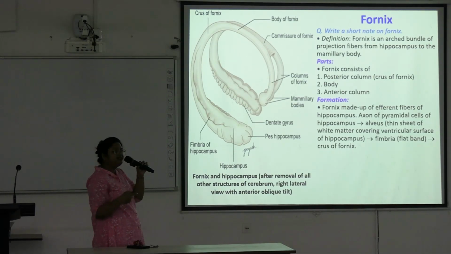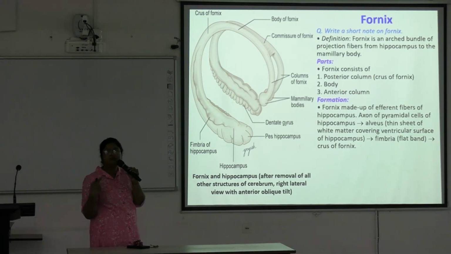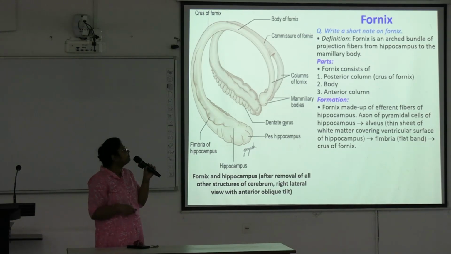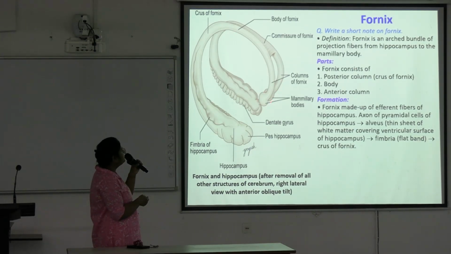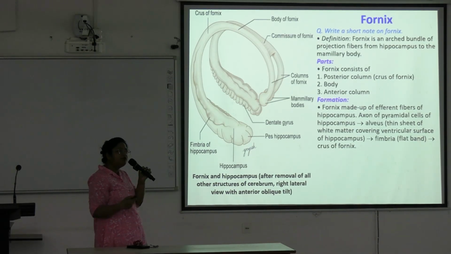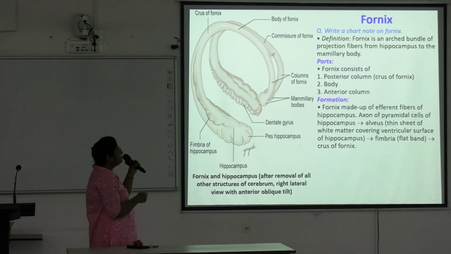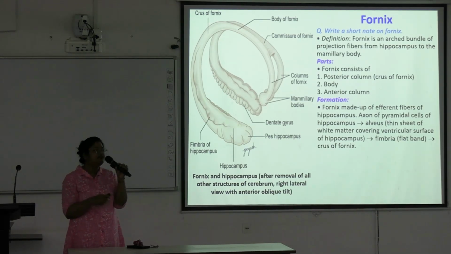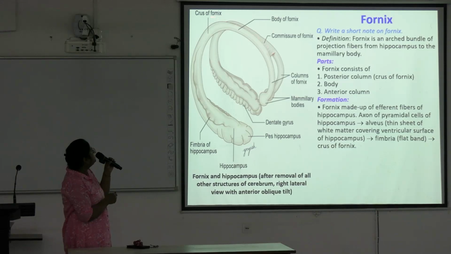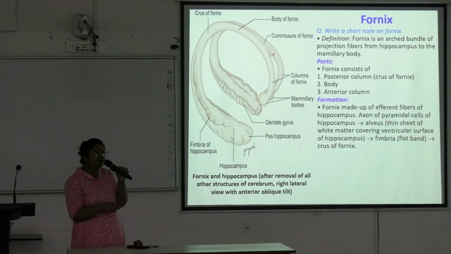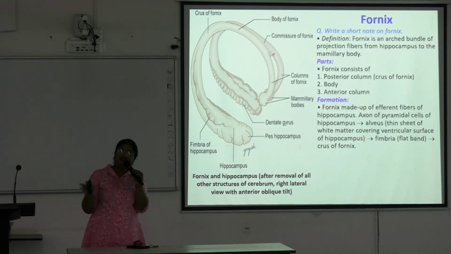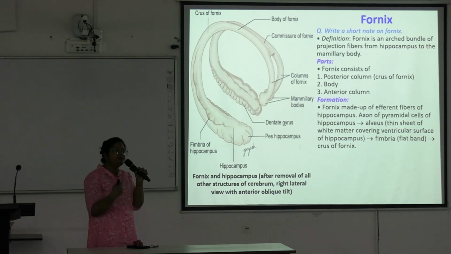This commissure is another commissural fiber, the hippocampal commissure. After that, it forms two columns of fornix, and the columns of fornix go towards the mammillary bodies. It is lying along the inferior margin. This body of fornix, crus fornix, and columns of fornix lie at the inferior margin of the septum pellucidum.